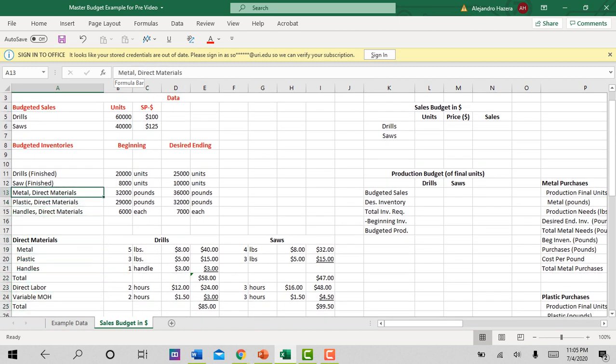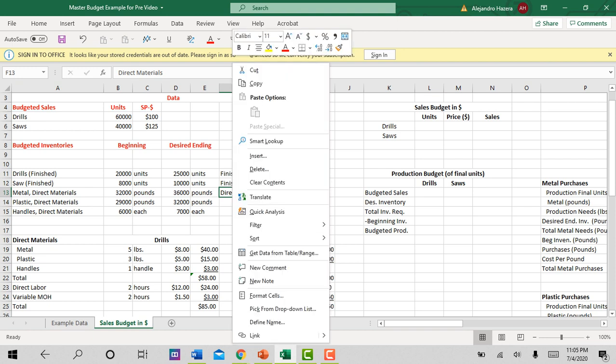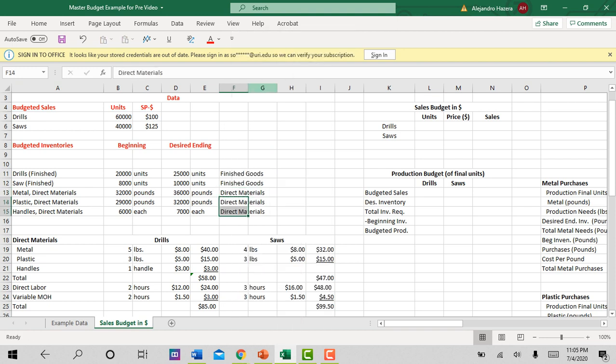Okay, and then we have these are your direct materials. So these, I'm just going to put here, these first two items here are finished goods and finished goods. And the next three items are direct materials. They go into finished goods. So these next three items here are direct materials. They go into the finished goods. So you put metal, plastic, and handles into the work in process. And they come out as finished goods, either in the form of drills or saws. Okay, so these are direct materials inventories.